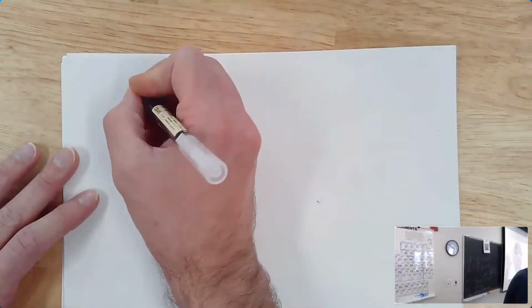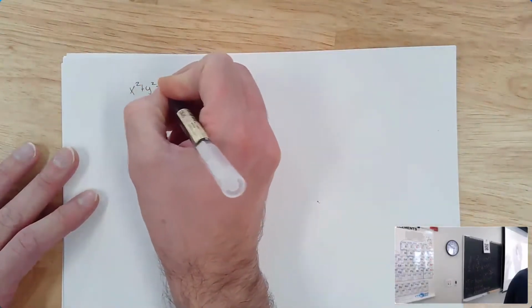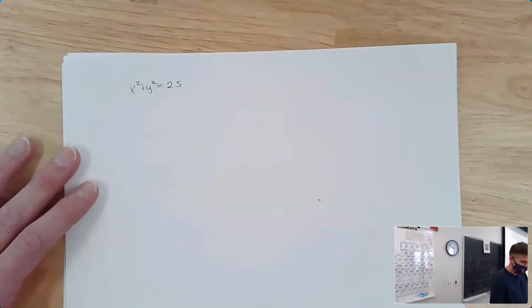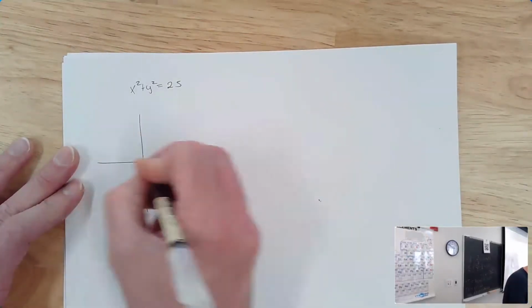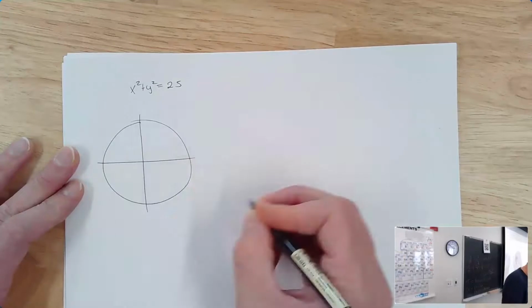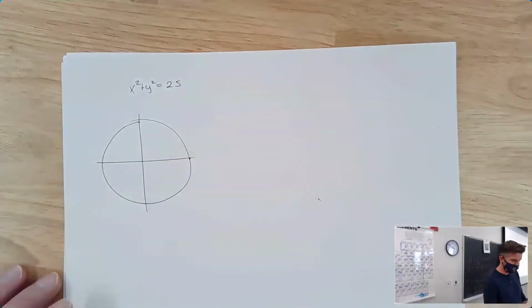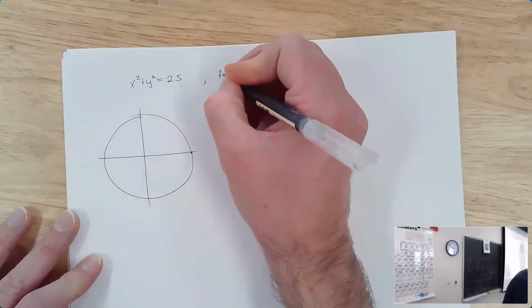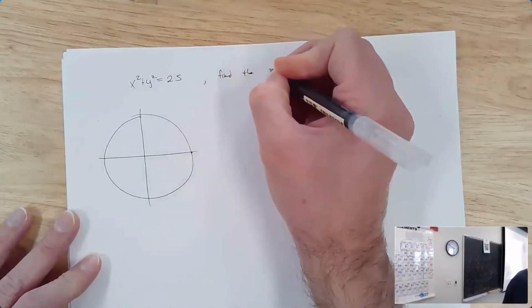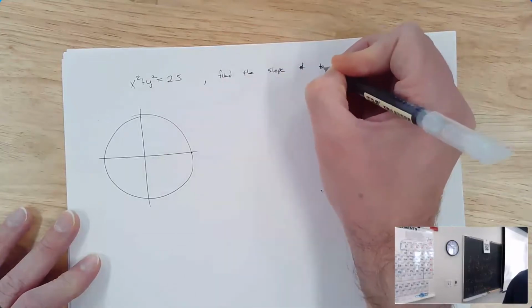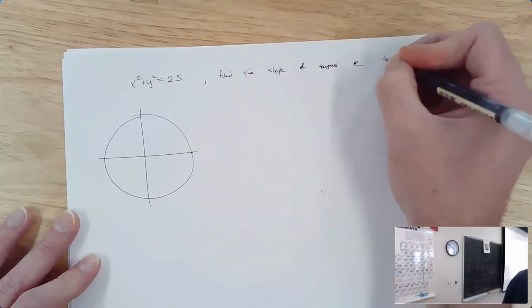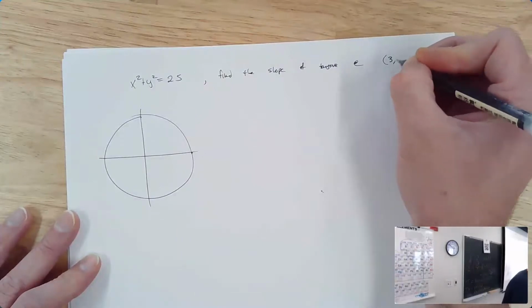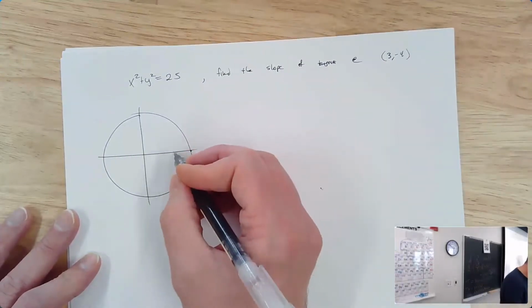So let's say we have this circle, x squared plus y squared equals 25, which looks like this. And I would really like to find the derivative, or I should say, let's say we want to find the slope of the tangent line at the point 3, -4, which is somewhere over here-ish.